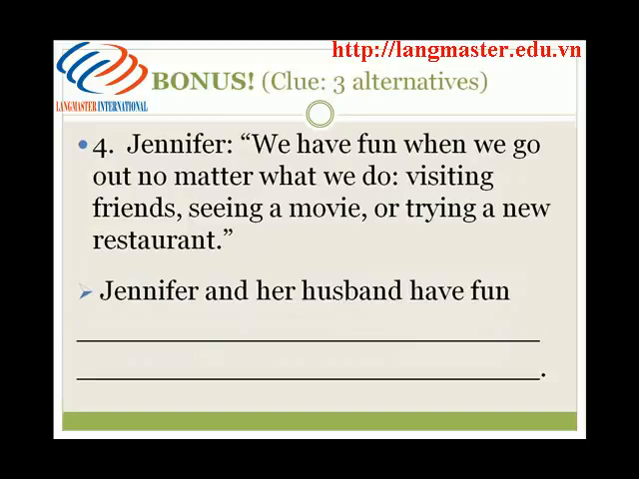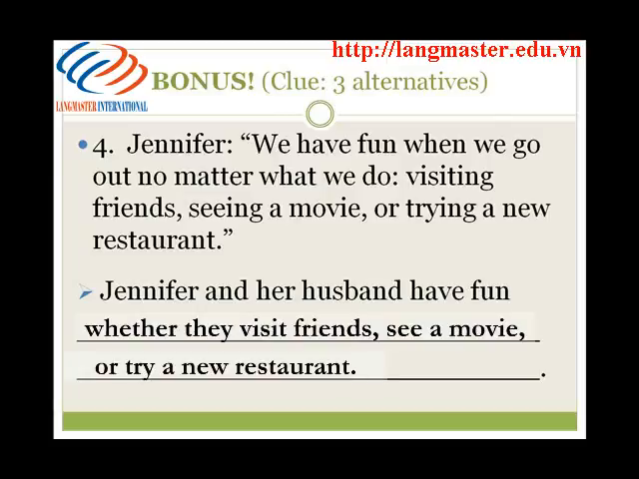Now here's bonus question 4. It's different from the first 3, and your clue is that you're dealing with 3, not 2 alternatives. Jennifer says, "We have fun when we go out no matter what we do, visiting friends, seeing a movie, or trying a new restaurant." How can you rewrite that statement using whether? Answer: Jennifer and her husband have fun whether they visit friends, see a movie, or try a new restaurant.